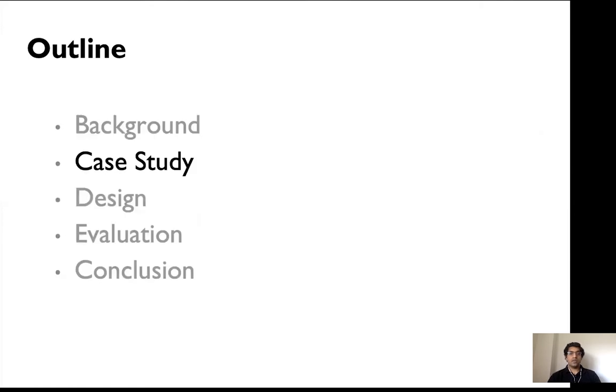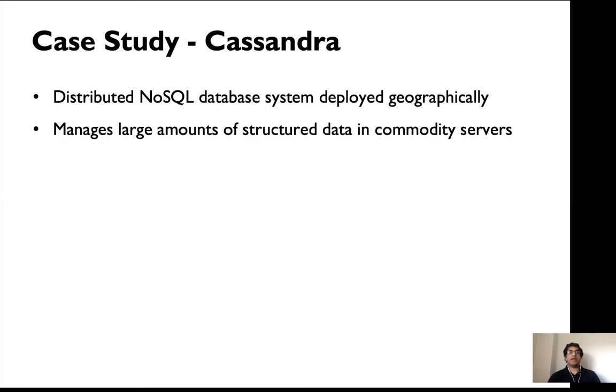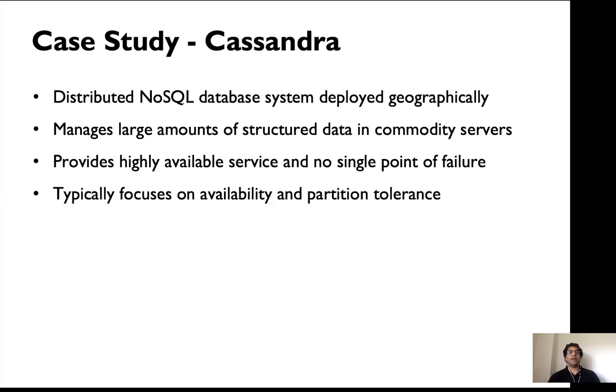So in the next part of my talk, I'm going to take one case study, that is Cassandra. However, the principles of MicroMon are generic across multiple applications. Cassandra is a distributed NoSQL database system deployed across geographically distributed data centers. It manages large amounts of structured data in commodity servers. It provides a highly available service and doesn't have a single point of failure and focuses mainly on availability and partition tolerance.